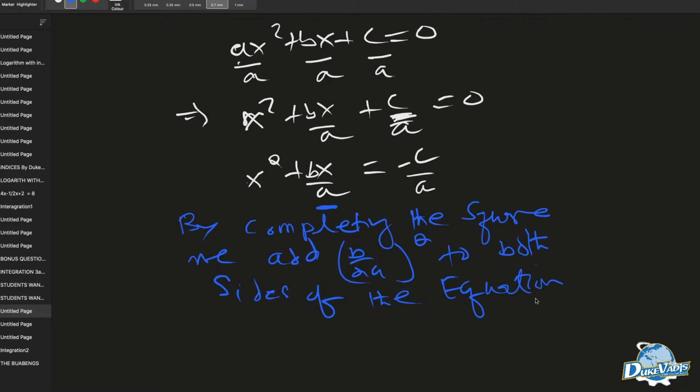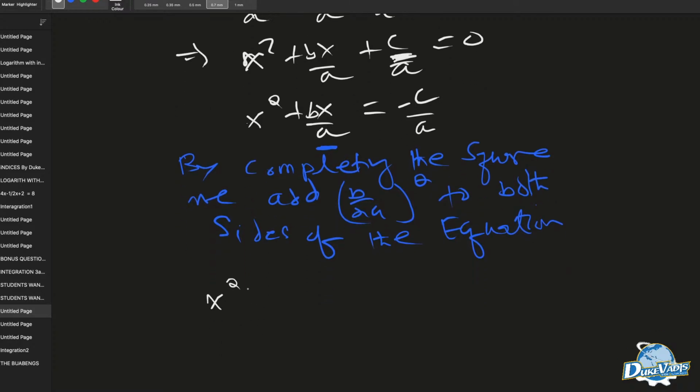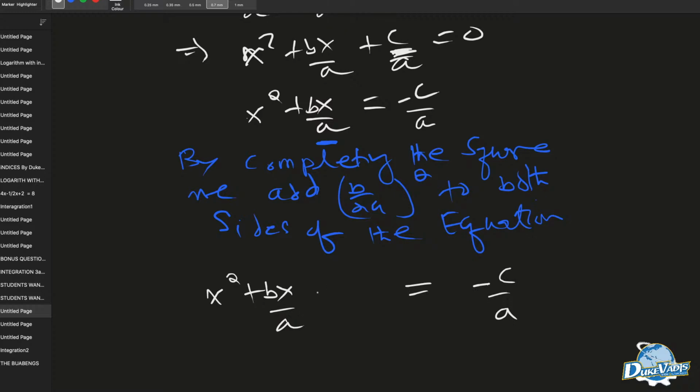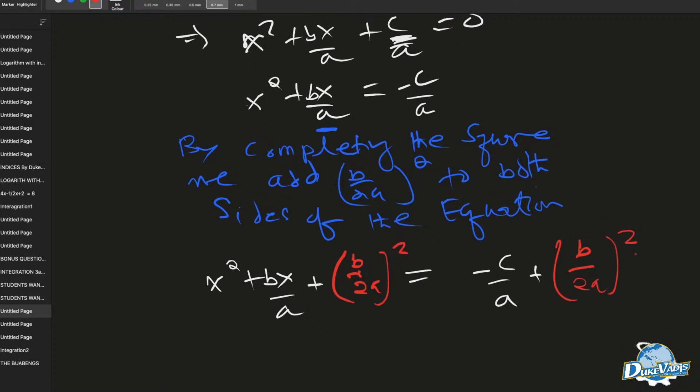So as we saw earlier, our quadratic expression as we deduced up to this point is x squared plus bx over a is equal to negative c over a. So by completing the square we add b over 2a squared to both sides of the equation. Okay, let us change to different colors so we can understand it. Is it not looking beautiful? Fantastic.